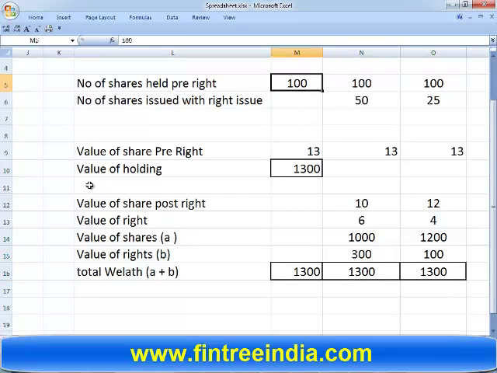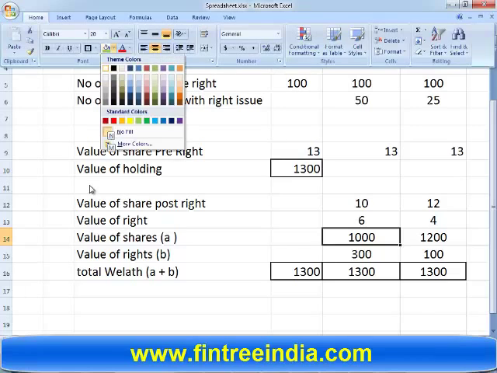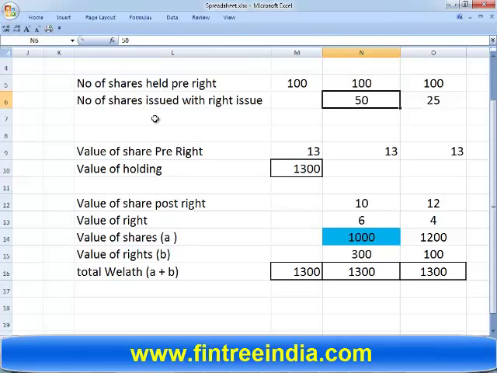See, what's happened here is, if you had 100 shares originally at 13 rupees a share, your wealth was 1300. After that you still have 100 shares, but now the price of that share has become 10. So the value of shares that you have now is 1000. But what you got in return is 50 rights to buy shares at a cheaper price, and that right was worth 6. So if you take the total of these two, your total wealth is 1300.